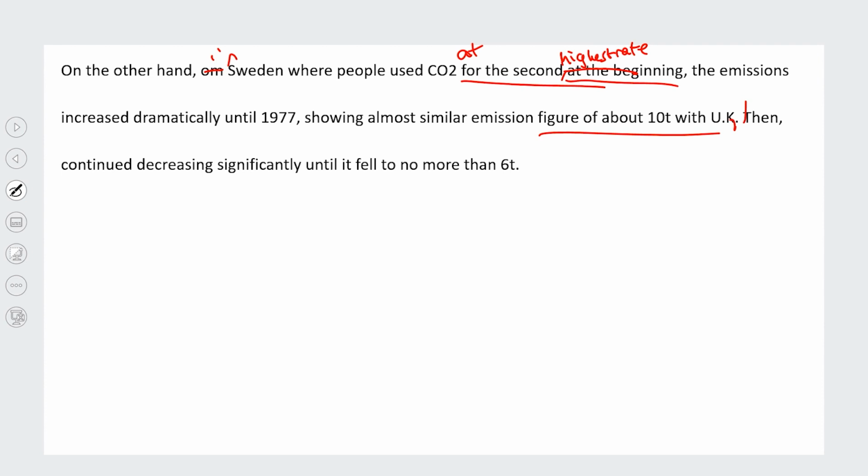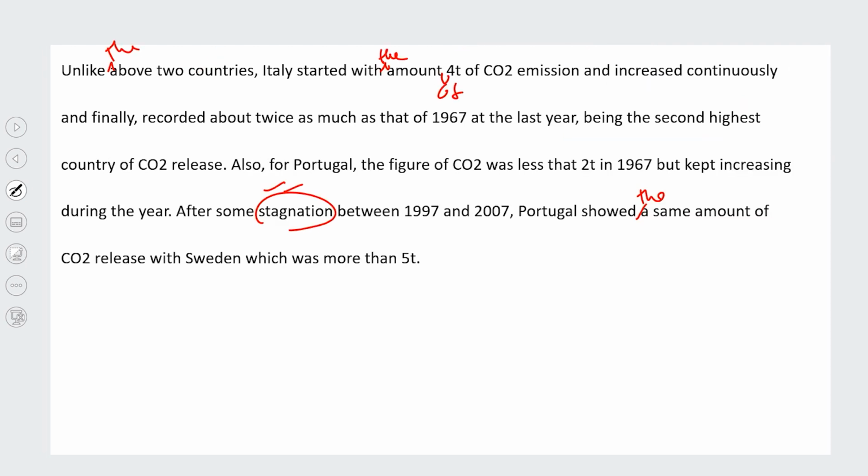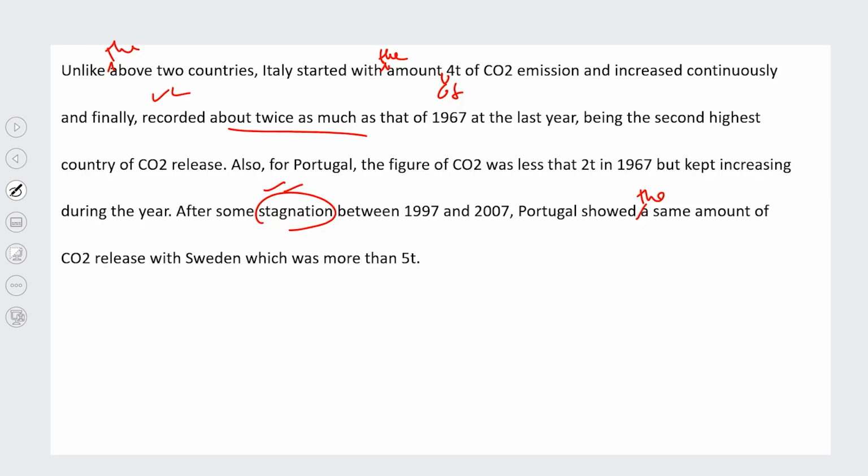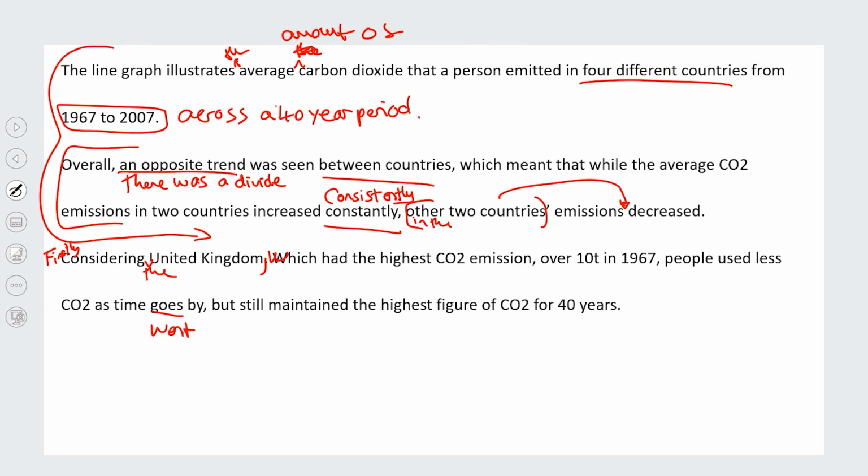They do describe the data quite well. They do try and do a lot of comparisons all the way through, which I appreciate. They do have pretty consistently good vocabulary: emission increased continually, recorded about twice as much. Their comparisons are pretty good. I just find that the organization is slightly weird. So for task achievement, they have done comparisons. They have described the data reasonably well.